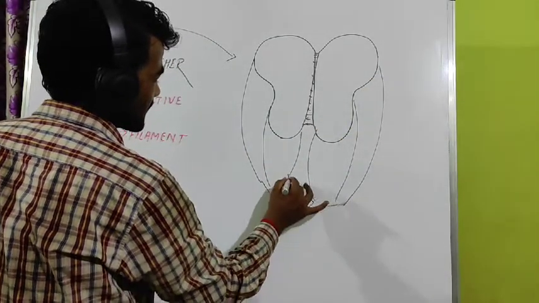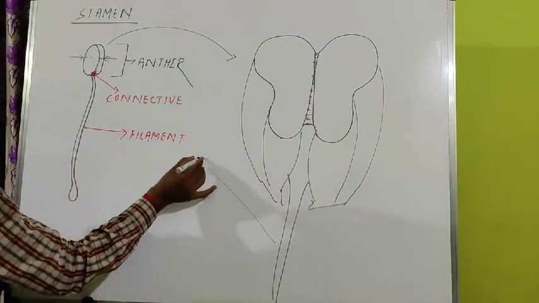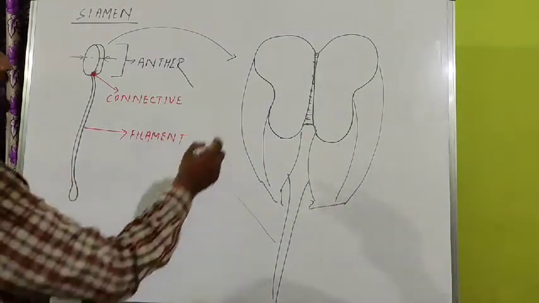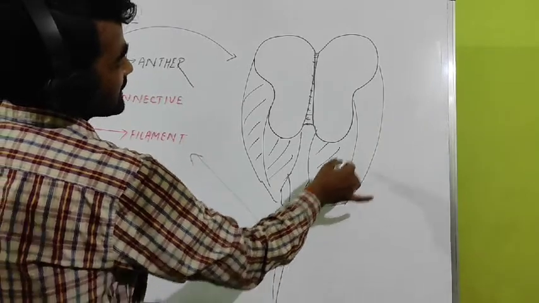This is anther and the lower part is filament. This part is filament. This part is the long slender filament, and this part is anther. After cutting, we are discussing the section.